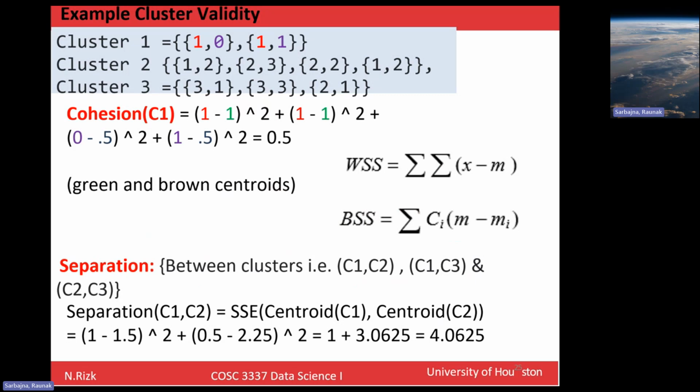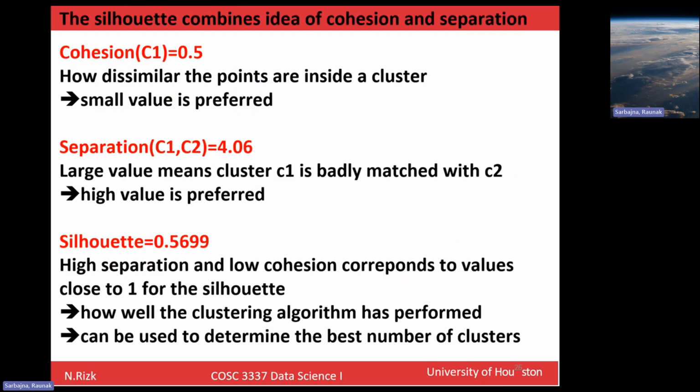And so for cohesion of 1, it's 0.5, and for separation between clusters, you do it three times, right? You have to do cluster 1 to cluster 2, 1 to 3, and 2 to 3, and you calculate the sum of squared error of the centroids of centroid 1 and centroid 2. You do this three times, and you get the separation value.